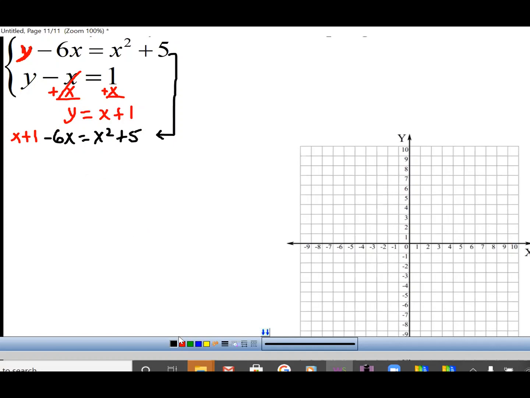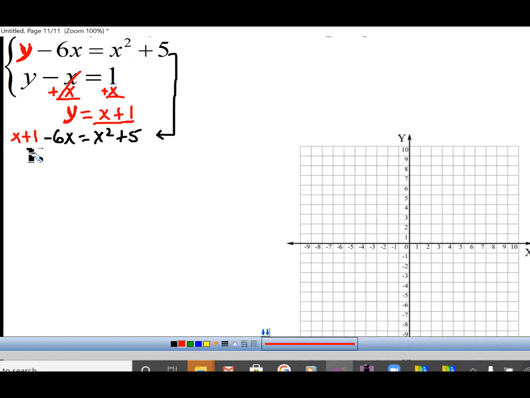Some of you are like, Mr. Q, where did you get x plus 1? So once again, originally it had a y there. You see this? y minus 6x equals x squared plus 5. But now that we know what y is, what is y? x plus 1, which is there. We substitute that. That's why it's called the substitution method.